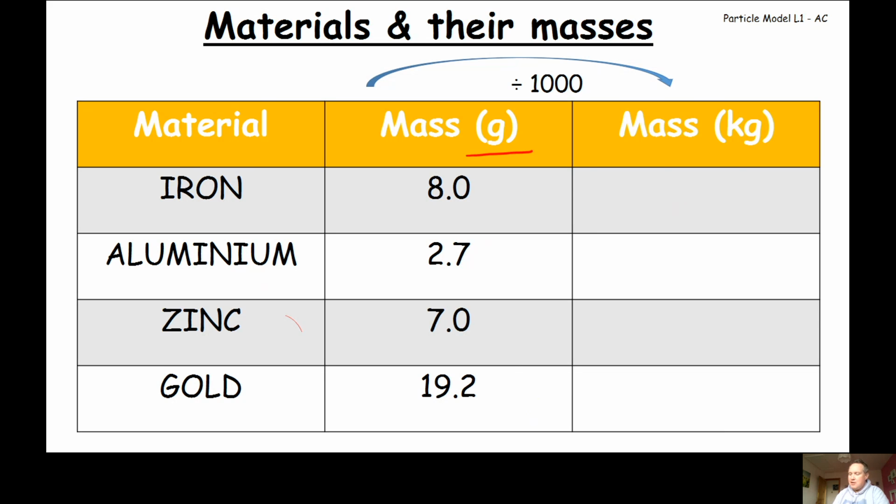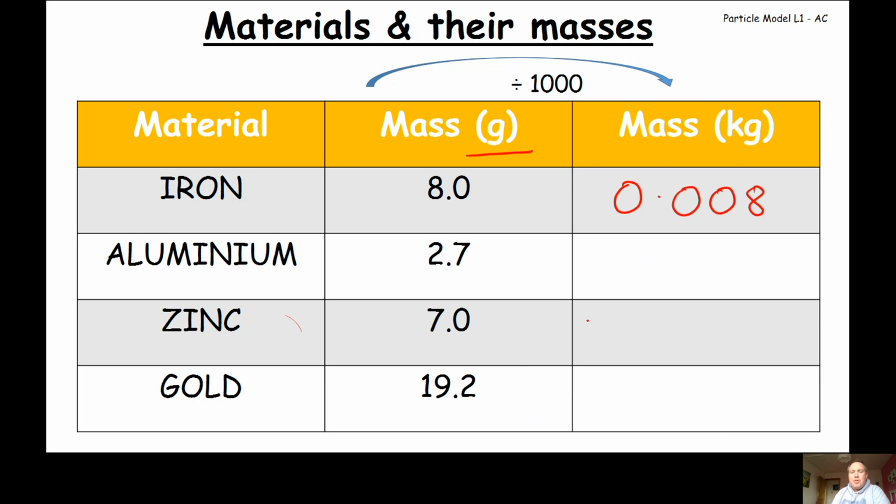I'm going to change these masses in grams to masses in kilograms by dividing them by 1000. On my calculator, I use 8.0 divided by 1000 equals, and I write the answer: 0.008 kilograms. That is the mass of that cube of iron in kilograms. A kilogram is quite a large mass. It's about the amount of mass you would have in a 1 litre bottle of Coke. So you can see why a small cube has a small mass in kilograms.